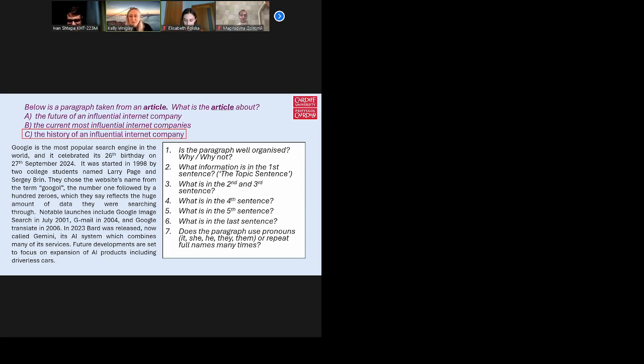The second and third sentences. What have you got in the second and third sentences? Who would like to volunteer? Names, founders, and history about the company name. Yes, exactly. Which you already knew. But yes, it is that information about who they were and why they chose the name.